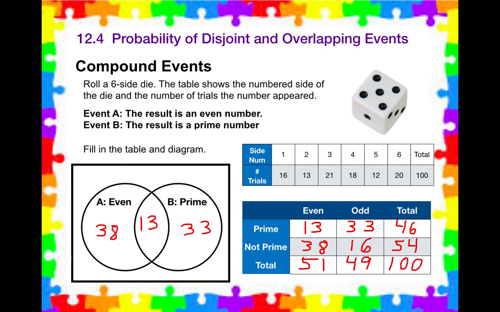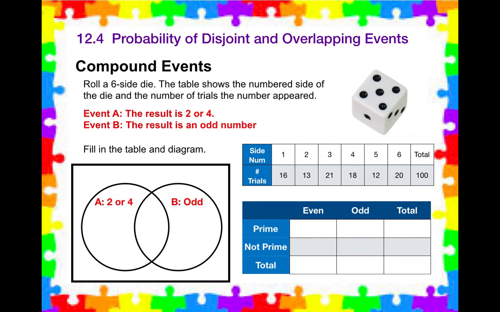And then we have to consider that anything that falls outside of even or prime, which means that they're not even and not prime, is 16. So we can put 16 out here. So that's how we would fill in the Venn diagram and the table.